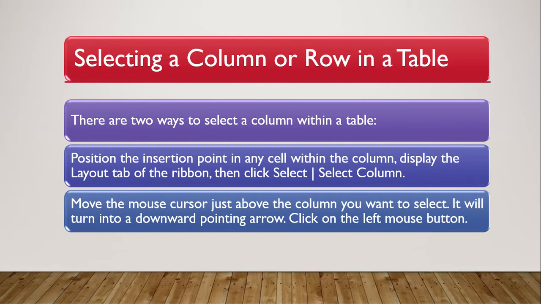Move the mouse cursor just above the column you want to select. It will turn into a downward pointing arrow. Click on the left mouse button.